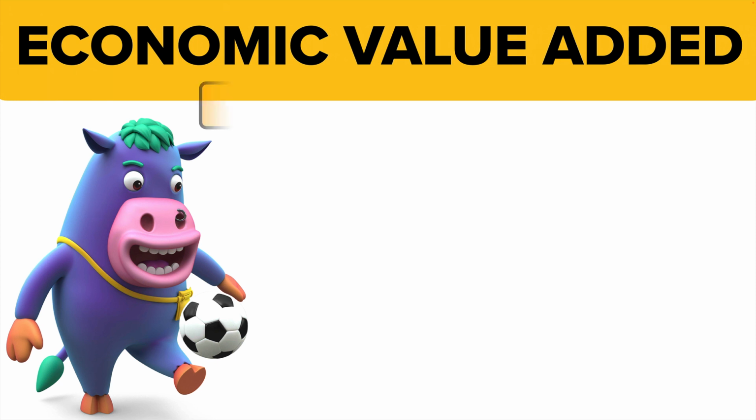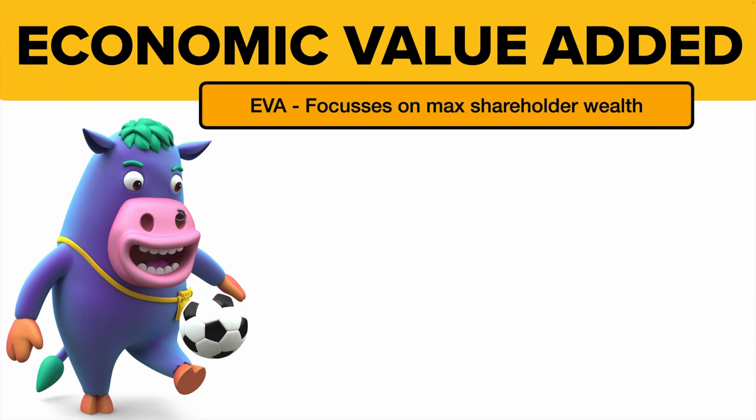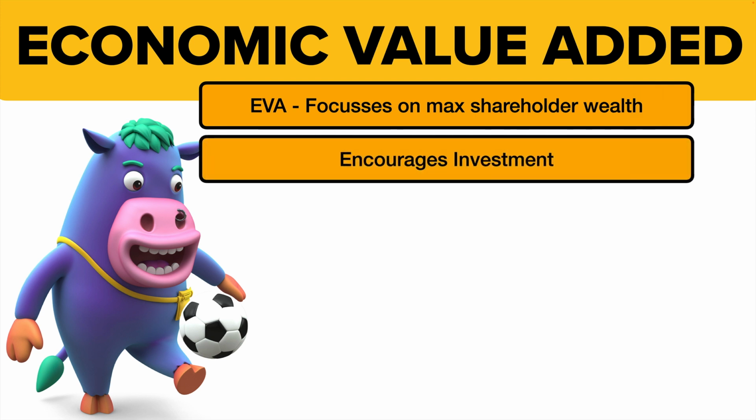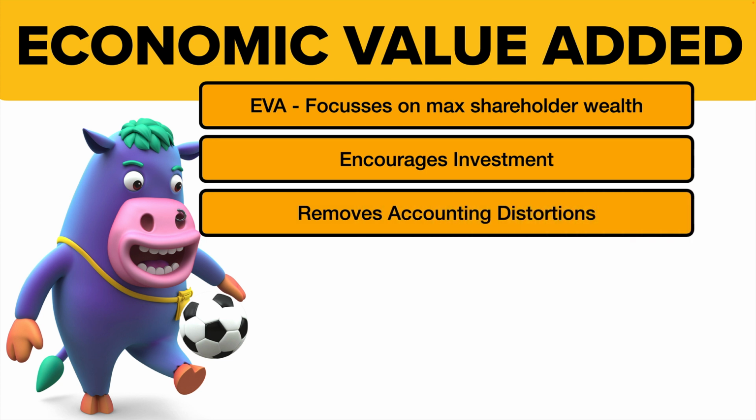Economic value added, what we call EVA, focuses on maximising shareholder wealth, okay? Now, what it also does, it encourages investments. All of these things I want you to think about when we're going through it. It removes accounting distortions, and it is worked out as net operating profit. Operating profit is profit before interest and tax, but it's net operating profit after tax. So you have to work out your profit before interest and tax, and then you take the tax off.